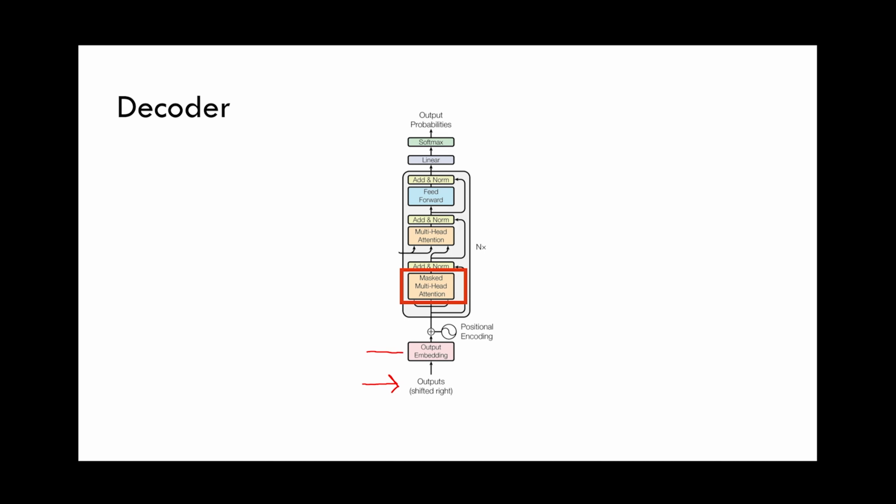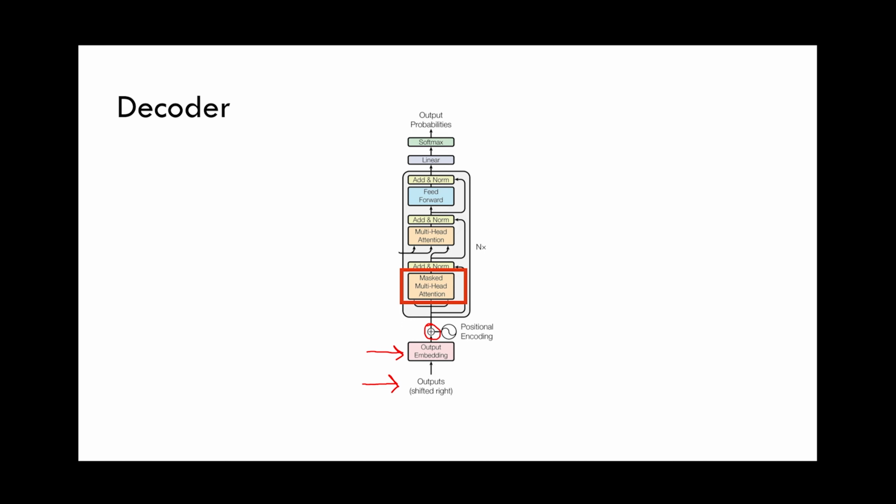The output embedding and the positional encoding are exactly the same as the encoder. The only difference being that we may have two different vocabularies. So imagine we are doing a machine translation. We may have one dictionary for the output and one dictionary for the input, because they may be different languages. So one is Italian, one is English. We may have different vocabularies.